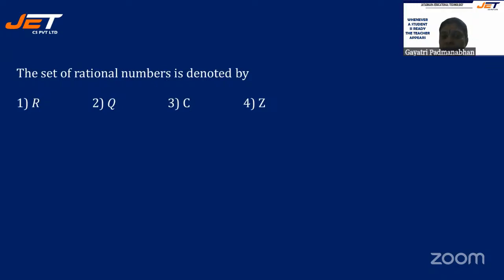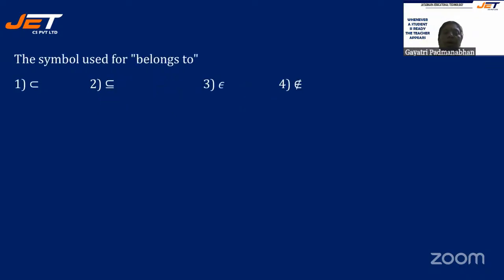The set of rational numbers is denoted by dash. The set of rational numbers is denoted by R, Q, C, Z. And it is Q. Okay. All right. See the next question.